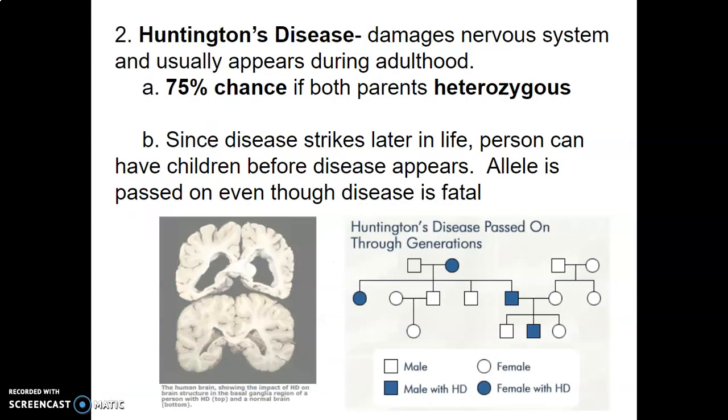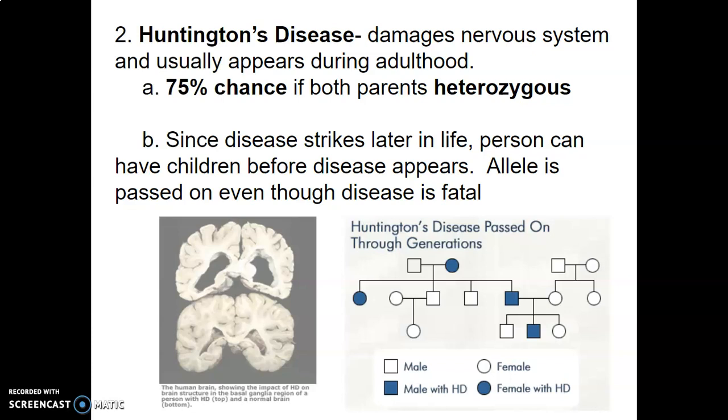A great example of this would be Huntington's disease. Huntington's disease is a nervous system disorder. It's where parts of the brain don't work as efficiently as they used to. You can also see it physically. Their muscles won't work exactly the same. They're not able to express themselves emotionally with their facial muscles. So anyway, it appears later on in life, usually during adulthood.